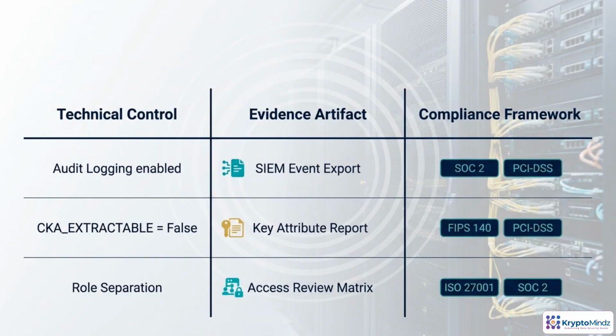Compliance mapping is about making every HSM control traceable. For each control, decide which framework it supports, what evidence proves it, and who owns that evidence. Audit logging might feed a SIEM export, key attributes produce configuration reports, and role separation appears in access review matrices. Capture this continuously, not just before audits, and verify the artifacts match real configurations and behavior, not just what your policies say should happen.